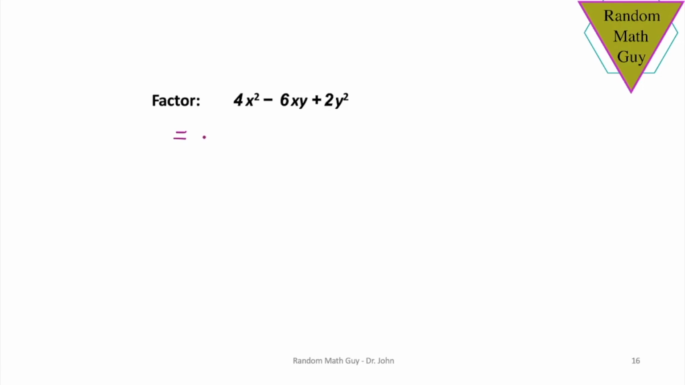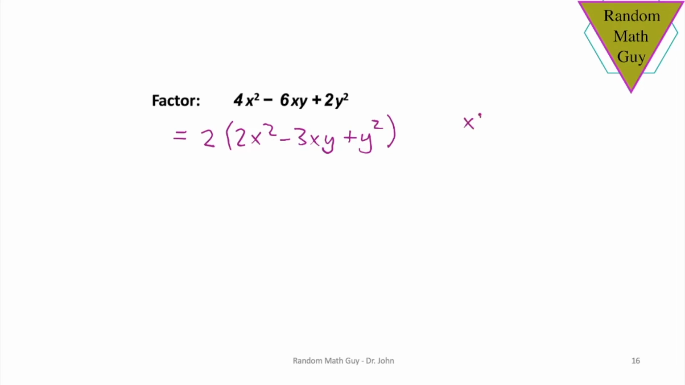In this question, we have a common factor of 2. And that leaves us with 2x squared minus 3xy plus y squared. This is a non-monic trinomial. And don't worry about the y's. We saw them in a previous video as well.